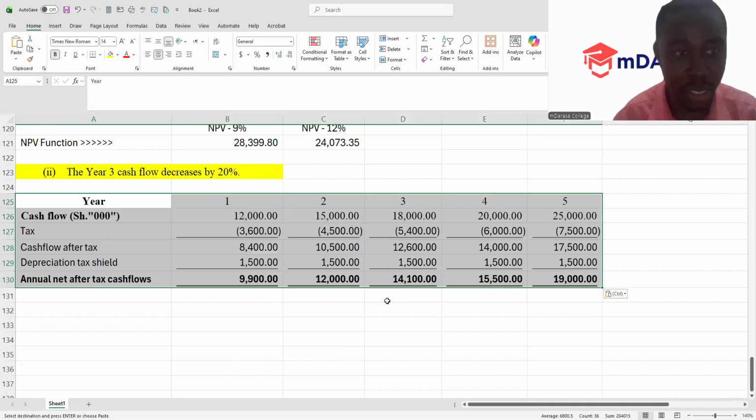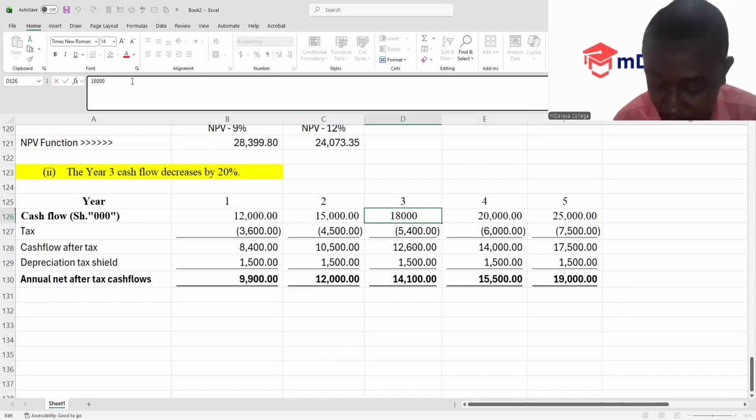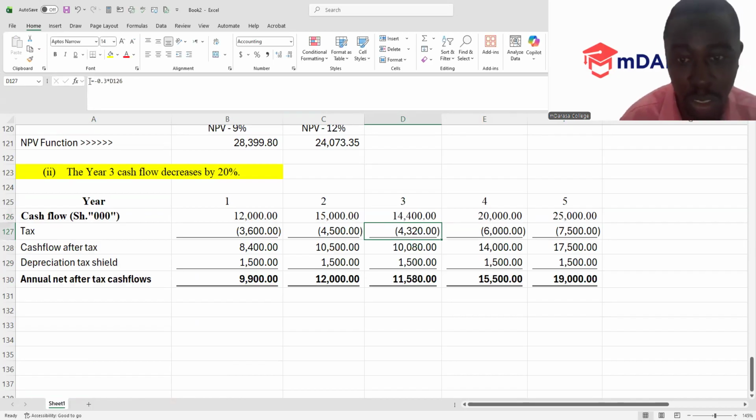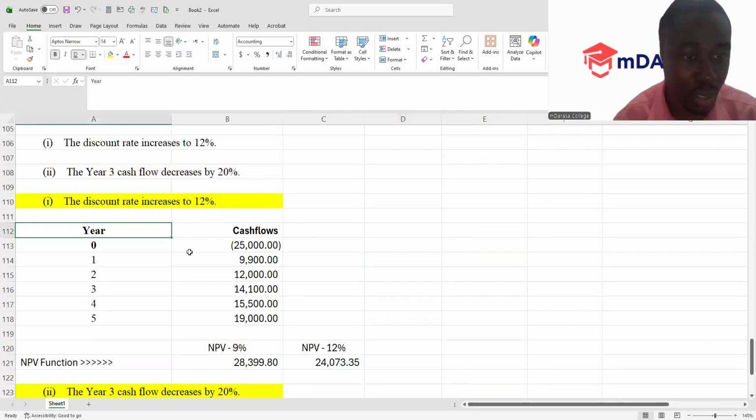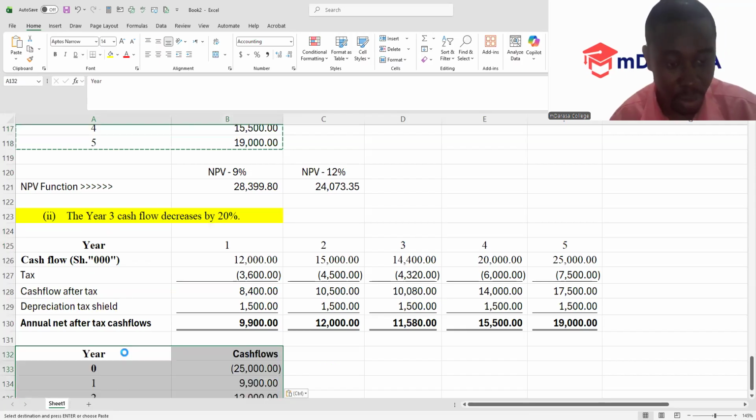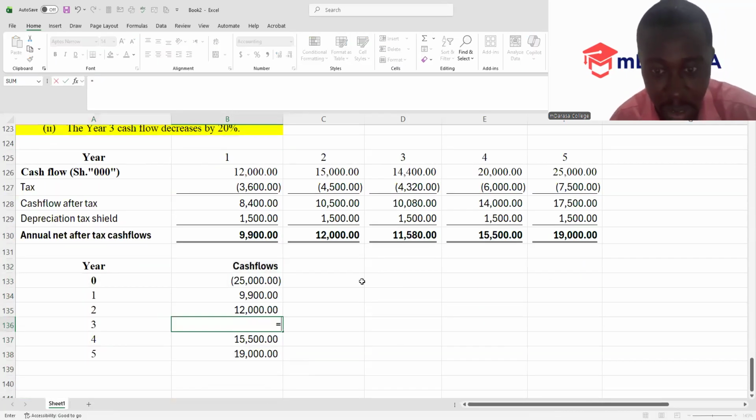What we are reflecting is that year 3 cash flows is decreasing by 20%. So ideally, we do about what? 80%, yeah, 0.8. So that eventually this will be our cash flows. And that is to say, all of this will be the same, only that year 3 cash flow is the one that is changing.